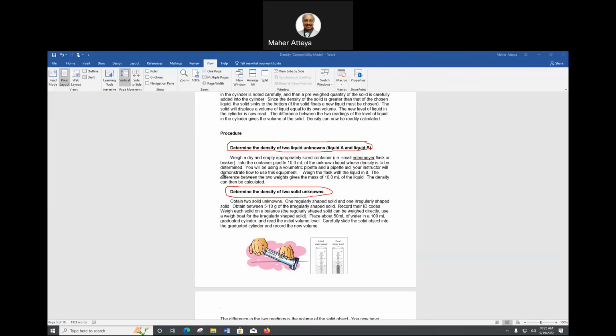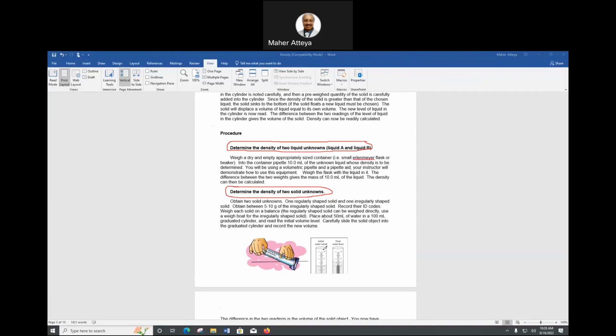Okay, so we have to determine the volume of those regular cylinders of aluminum, and of the irregular one, which is the shots. So how do we do this? We'll do this one through the displacement method. So how do we do the displacement method?